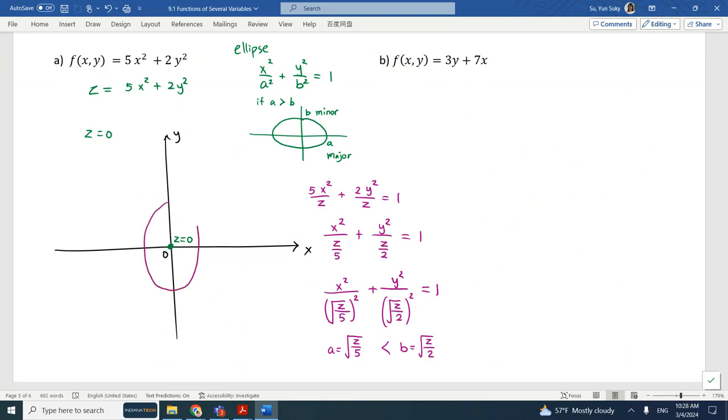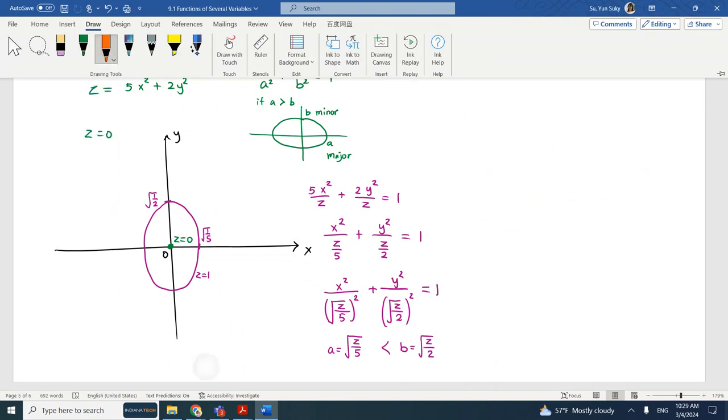So you can see here, let's say if we pick z equals 1, then the a will be square root of 1 over 5. That's the a. And your b is square root of 1/2. Right? Because you pick different z. If you pick z is 1, then your a is this length, square root of 1 over 5, and your b is this length, square root of 1/2. Now you just plug in different numbers for the z.